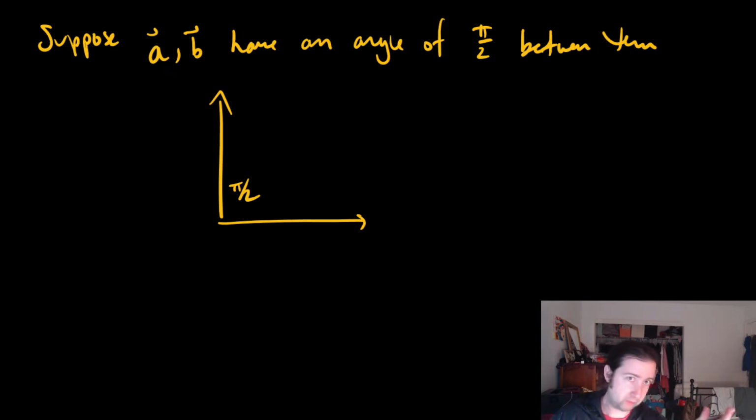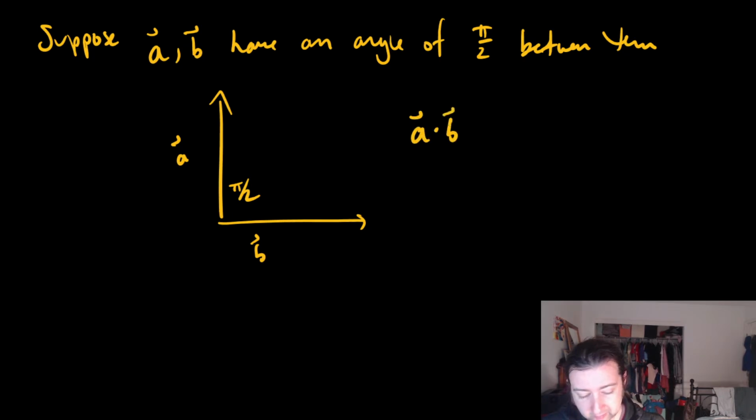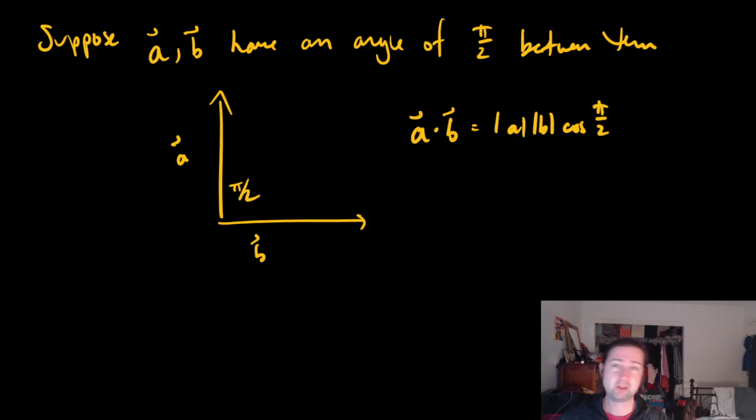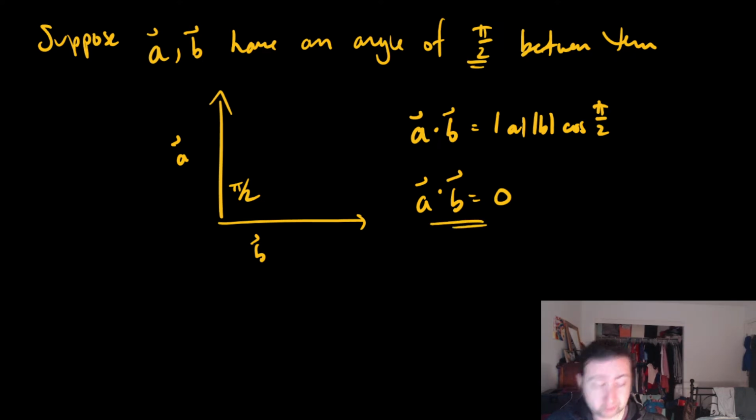So right angle, pi over 2. If this is A and this is B, the formula says that A dot B should be equal to the length of A times the length of B times the cosine of pi over 2. But the cosine of pi over 2 is 0. So this whole thing says that A dot B is 0. So when the angle is pi over 2, the dot product is 0.